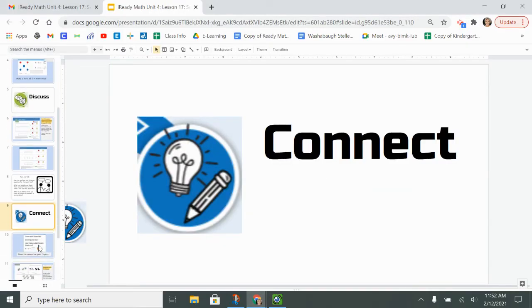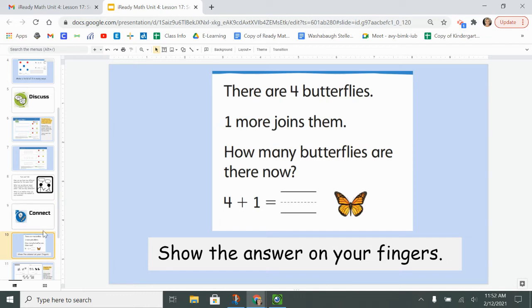All right. Now, let's look at one more together. Let me tell you a story. There are 4 butterflies. One more butterfly joins them. How many butterflies are there now? This equation shows you 4 plus 1 equals, so show me the answer on your hand. Good, you should have gotten 5. 4 butterflies, 1 more equals 5.